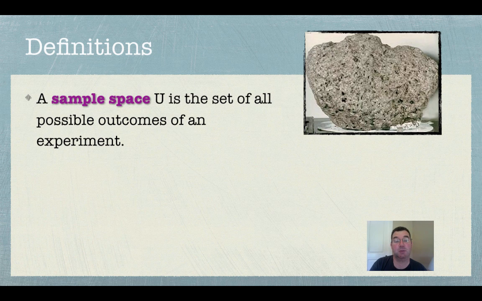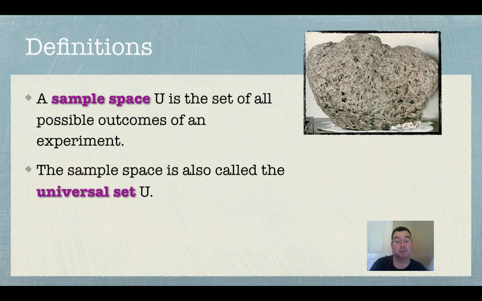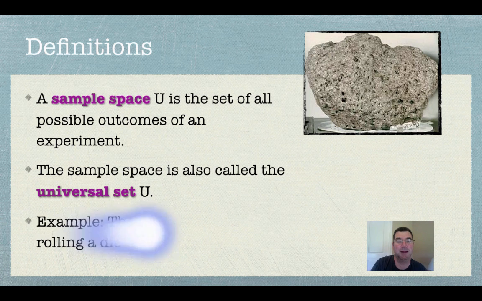The sample space, which we're going to call U, and if you remember, that's also the name of a universal set, so it's no coincidence. So we have a sample space U, that's the set of all possible outcomes of an experiment. And we can also call it the universal set, just like I mentioned a couple of seconds ago.